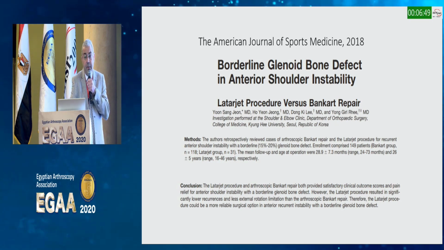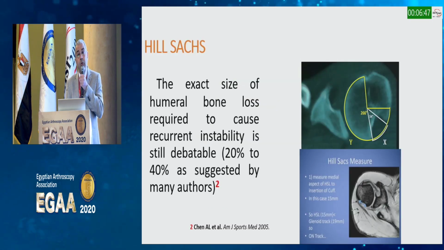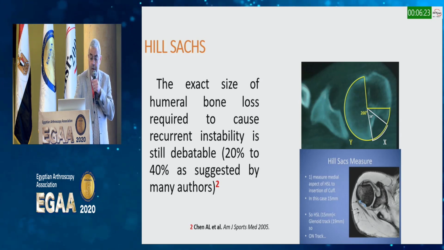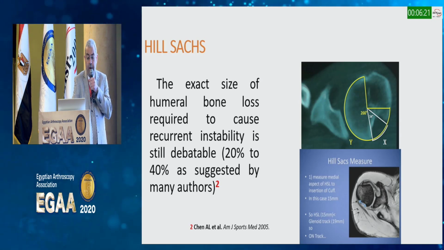Now it's about 13%. I think with time it will be 0% bone loss of the glenoid, because every millimeter of bone is very important for the stability of your shoulder. Hill-Sachs again, I think one of my colleagues is going to talk about it. There's no consensus about the exact size, but here in the lower right is how to calculate it, the on-track, off-track concept, and I think we have to respect it.